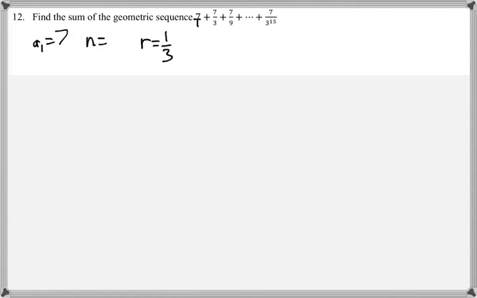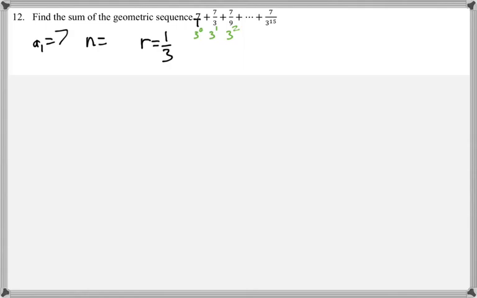Now the number of terms is kind of tricky. The 7 over 1, another way to express 1 is 3 to the 0. Another way to express 3 is 3 to the 1. Another way to express 9 is 3 squared.